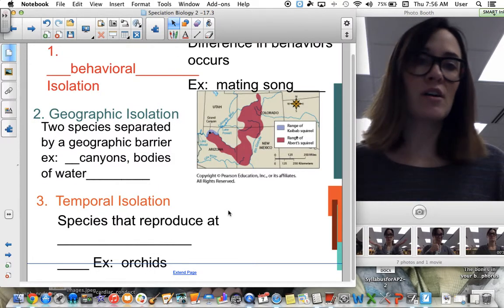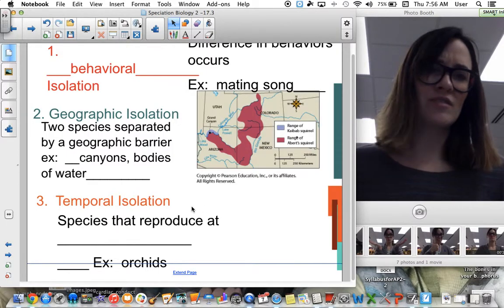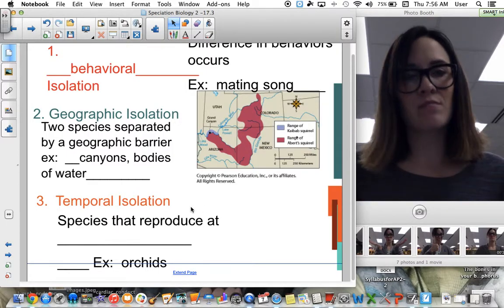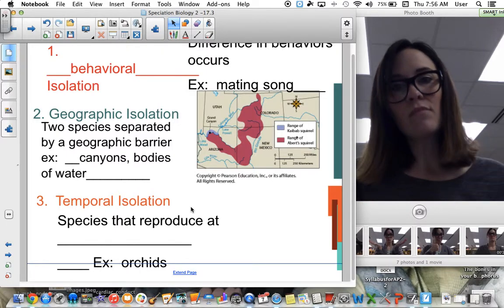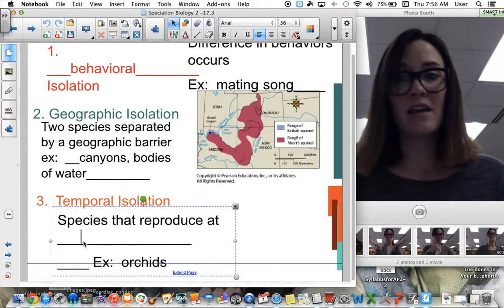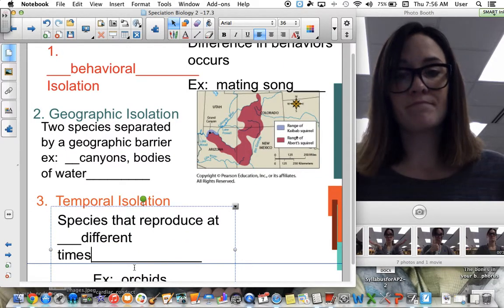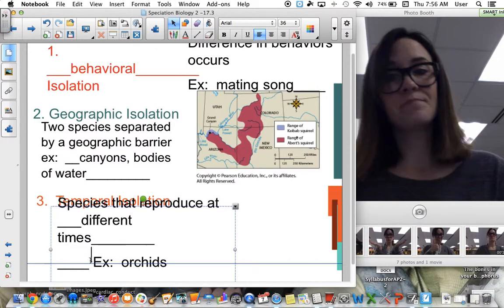The third type is called temporal isolation. It may be the hardest to understand or remember because of the name, temporal. These are species that are reproductively isolated because they reproduce at different times.